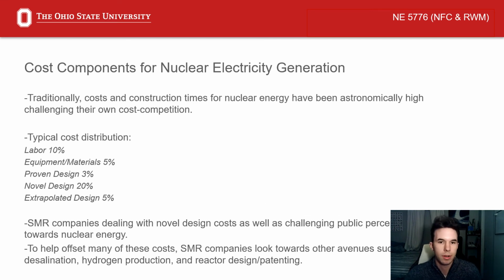So, cost components for nuclear electricity generation. Traditionally, costs and construction times for nuclear energy have been pretty high. Just to go quickly through these because I know I'm going pretty far on time here: labor 10%, equipment and materials 5%, proven design 3%, novel design 20%, which is insanely high, extrapolated design 5%. This poses a problem for advanced nuclear companies, especially those in the SMR space, because guess what? This is where most of their costs are going, 20% for their novel designs, the designs that no one's really ever thought of before.